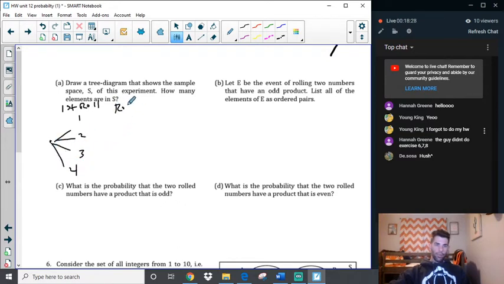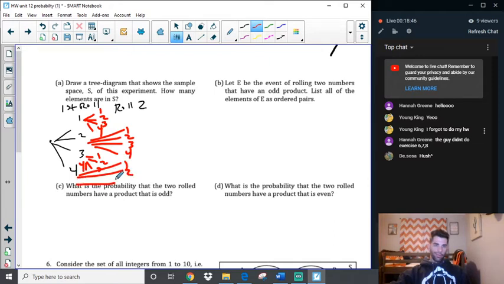Now let's roll it a second time. What can you get now? You can get a 1, a 2, a 3, or a 4. 1, 2, 3, 4. 1, 2, 3. This is getting messy. 4. 1, 2, 3, 4. Hopefully yours is going to be much neater than this, because this is a disaster.